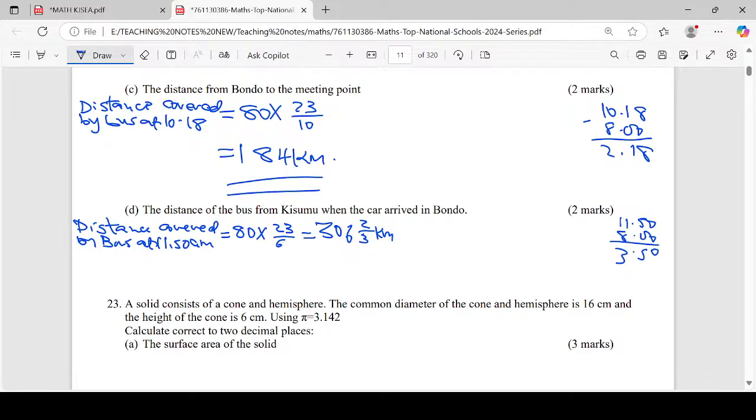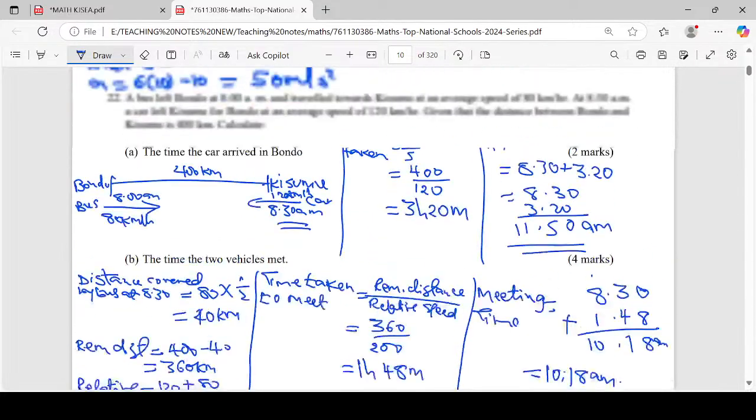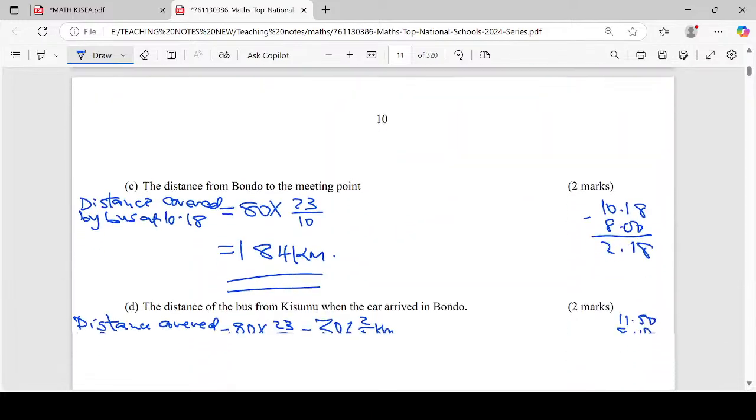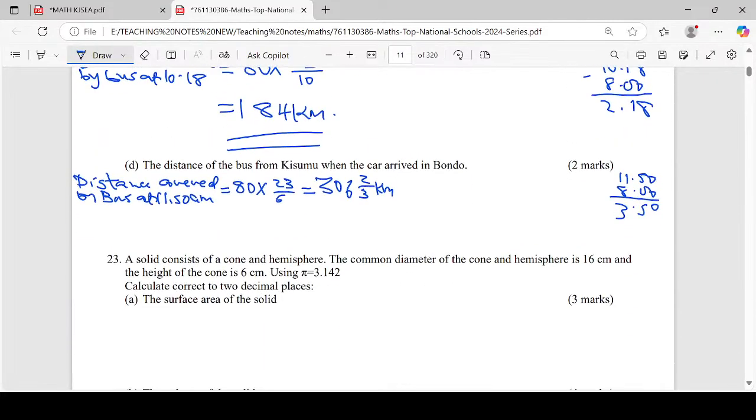But the question is, calculate the distance of the bus now from Kisumu. You remember the bus was moving from Bondo. From Bondo at 11:50, the bus had covered 306 and 2/3 kilometers. So how far is it from Kisumu? We subtract that from 400 to get the distance from Kisumu.